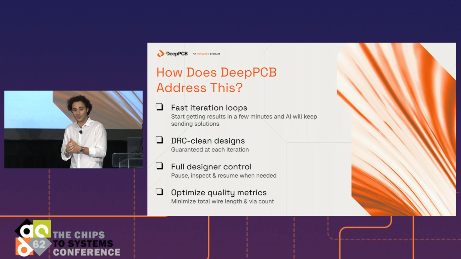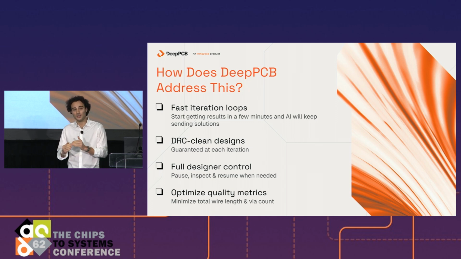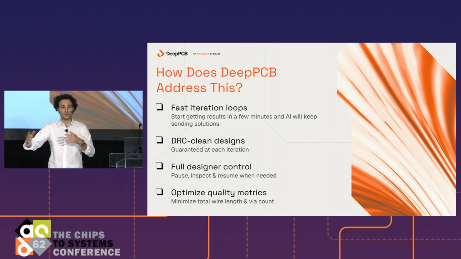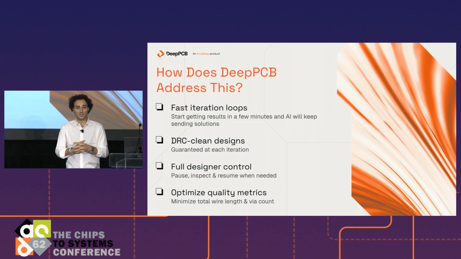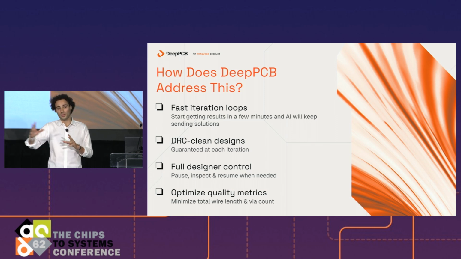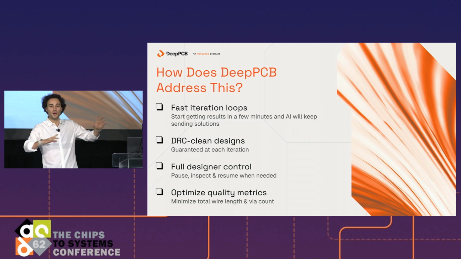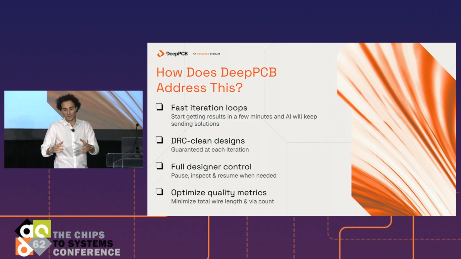All our designs are DRC clean at each iteration, so each time we give you a new solution of placement or routing, everything is DRC clean, so you don't need to worry about this part of verification. There might be other verifications that you want to do, but not this one.